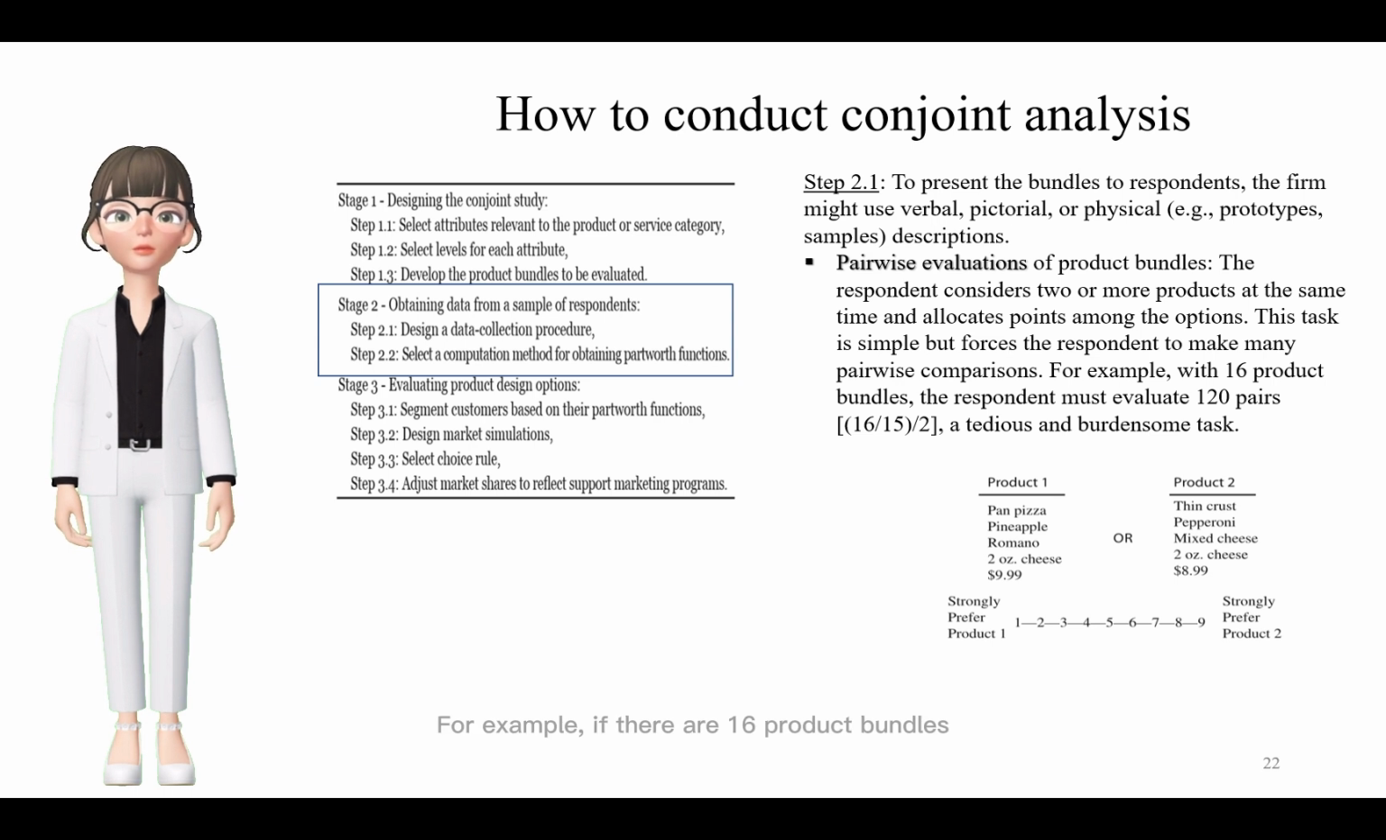For example, if there are 16 product bundles, the respondents must evaluate 120 pairs, which is a significant amount of pairwise comparisons to make. This can lead to respondent fatigue and potential error in their evaluations, which can ultimately impact the accuracy of the results.